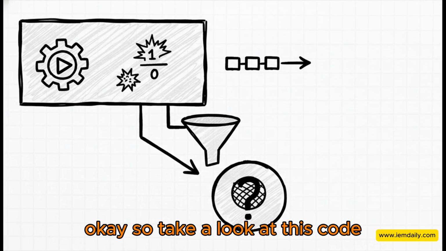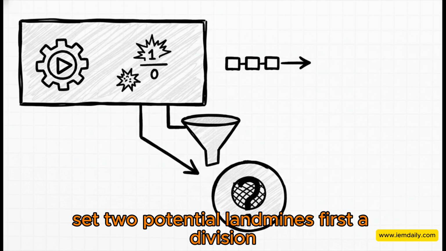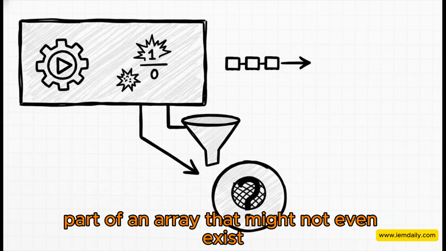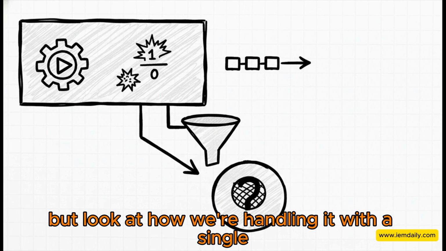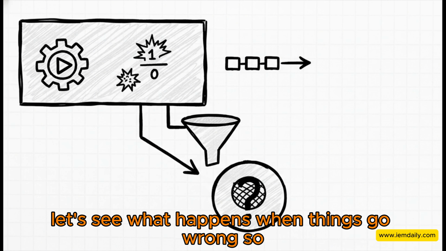Okay, so take a look at this code. Inside our try block, we've basically set two potential landmines. First, a division that could end up being a divide by zero problem. And second, we're trying to access part of an array that might not even exist. But look at how we're handling it, with a single super generic catch block that just catches any old exception. Let's see what happens when things go wrong.